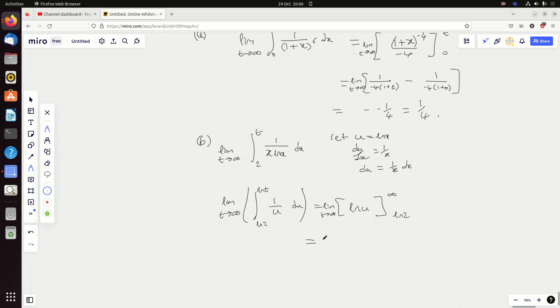Okay, so what's happening next? So limit as t tends to infinity, and I should have a t there, I'm sorry, beg your pardon, of ln of ln t, because this should be ln t. So ln of ln t minus ln of 2. Magic. Okay, right. It's the ln of infinity.